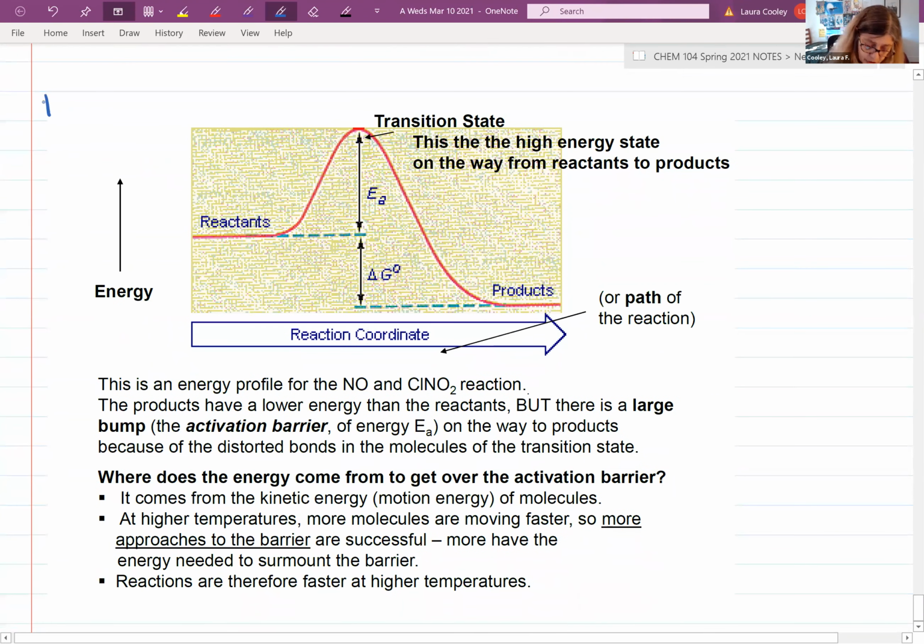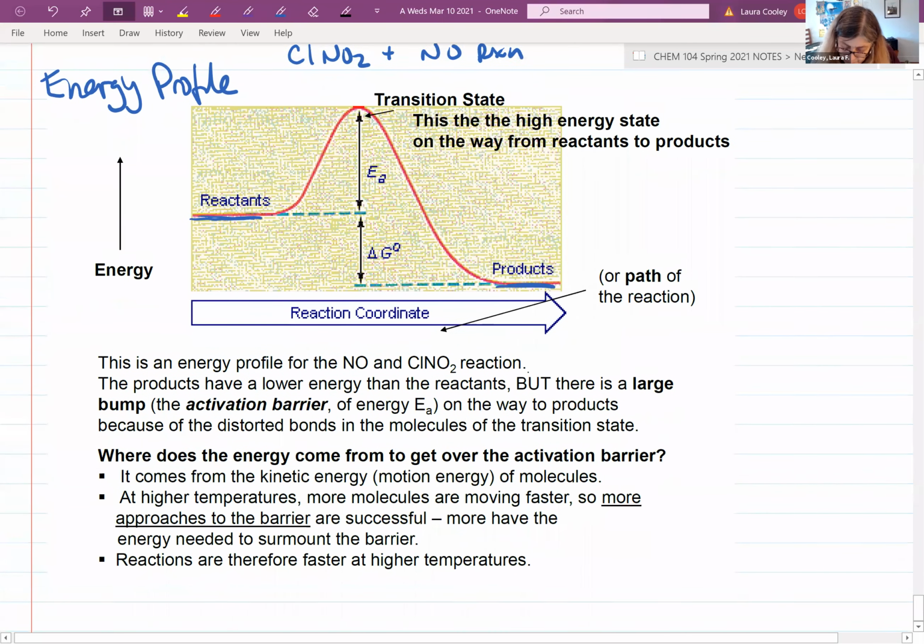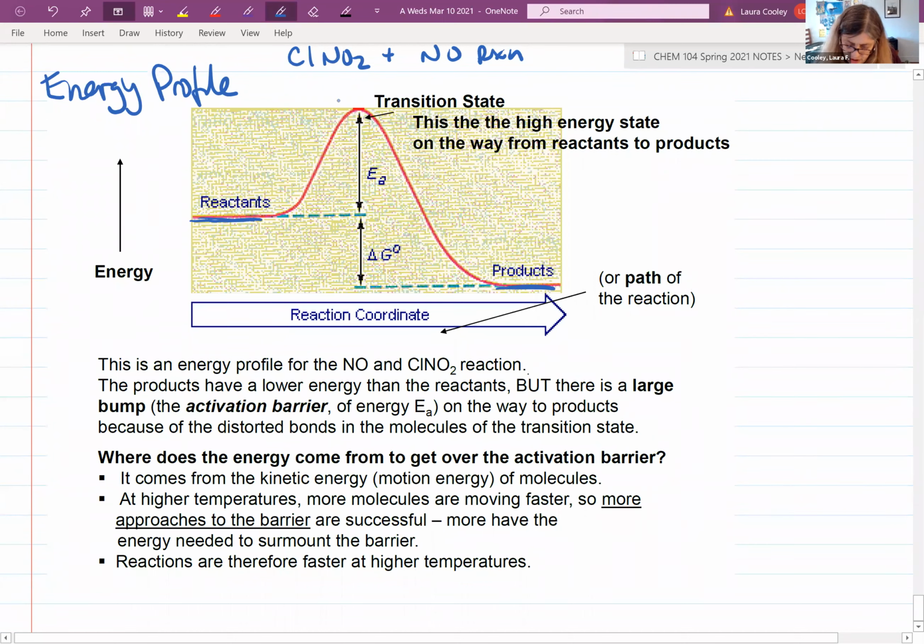Anyway, this is the energy profile that I promised you before. This is for the ClNO2 plus NO reaction. Okay, and it's an exothermic reaction. As you can see, the energy gets lower. And this is just a typical transition state diagram.